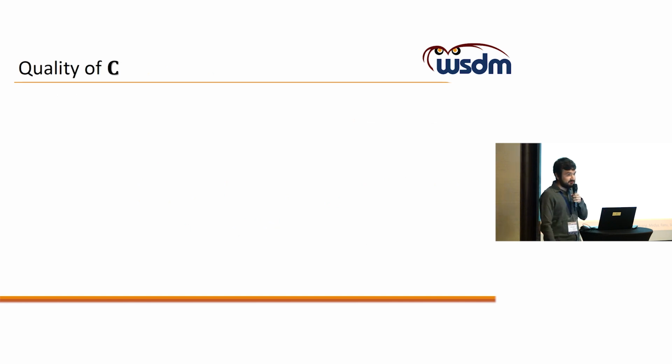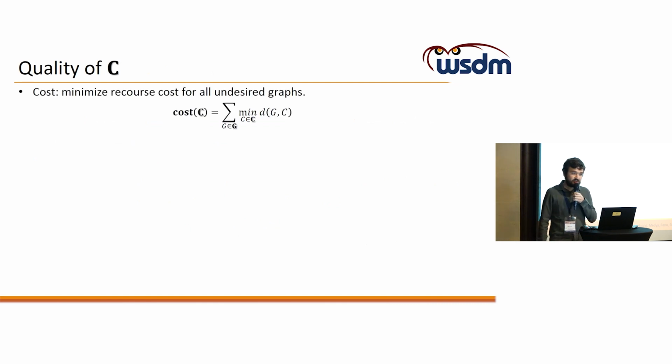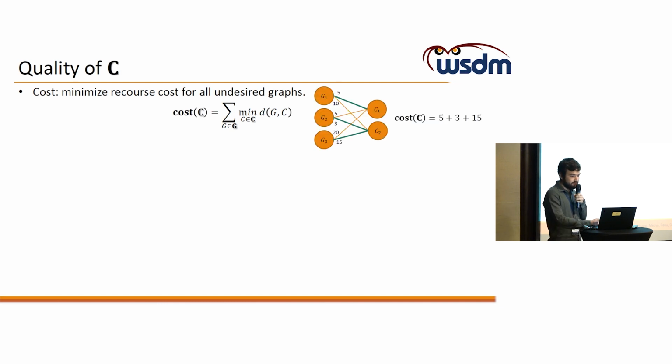Now we define C, but how do we quantify the quality of C? One criterion is cost, where we are trying to minimize the recourse cost for all undesired graphs. Cost is important because we aim to find the most similar graphs as counterfactuals to all undesired graphs. So for instance, here, when we have two counterfactual graphs, since we are selecting the closest counterfactual, C1 will match to G1 and C2 will match to G2 and G3. And we can have the summation of each path, 5 plus 3 plus 15, as the cost.